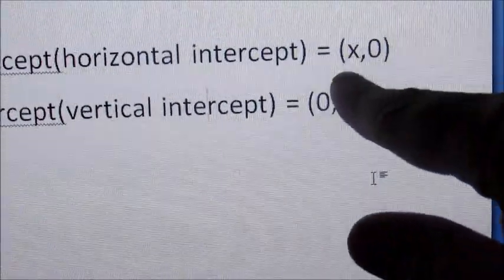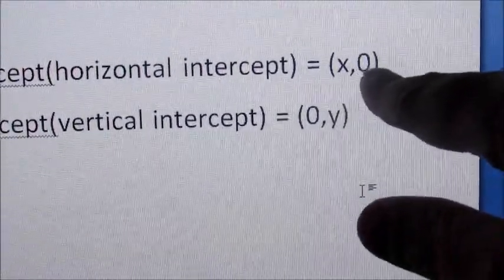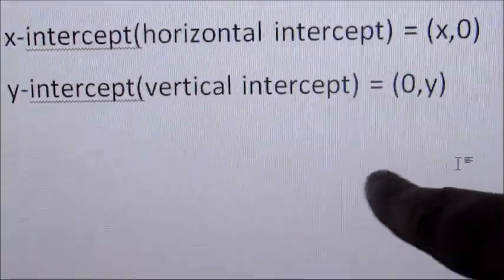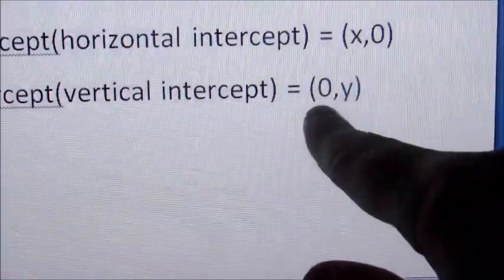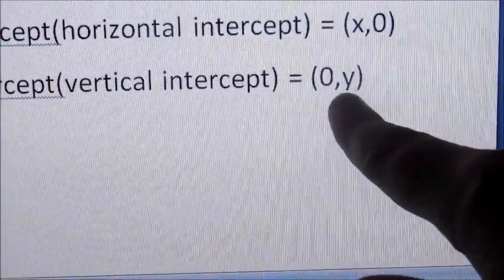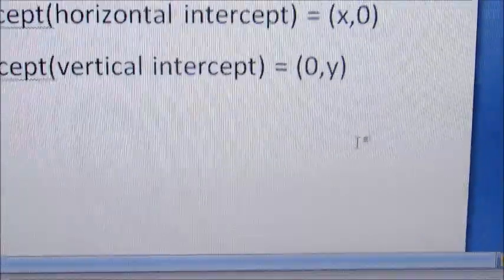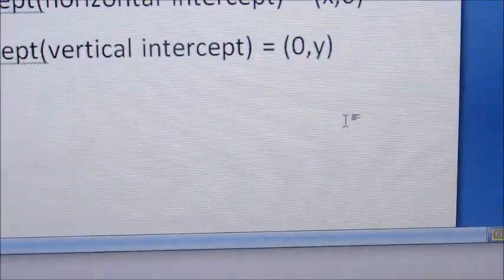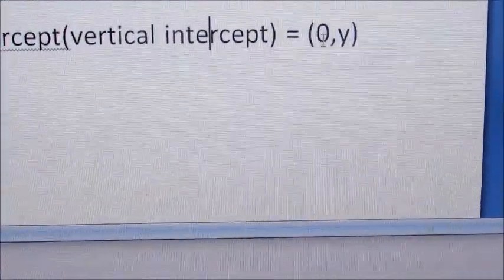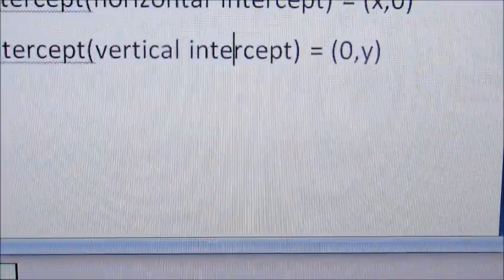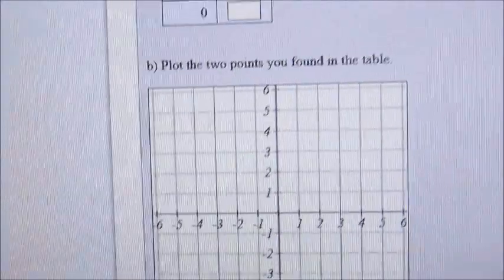The number for x will be whatever you see there, and it's always going to have a 0 for the y. For the y-intercept, that is where x equals 0 and it touches the y-axis. So whatever the y is, that's going to be your number there, and you're always going to have a 0 for the x term.